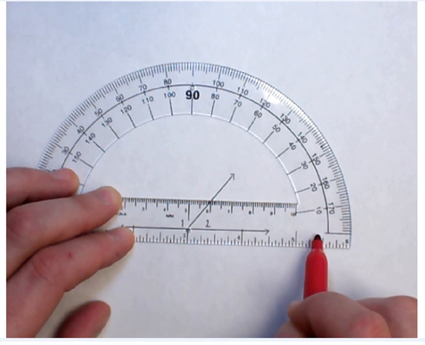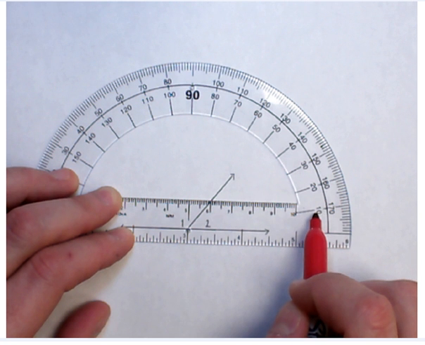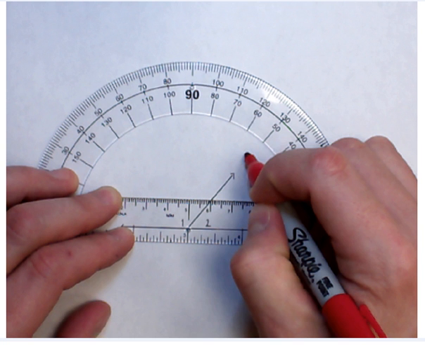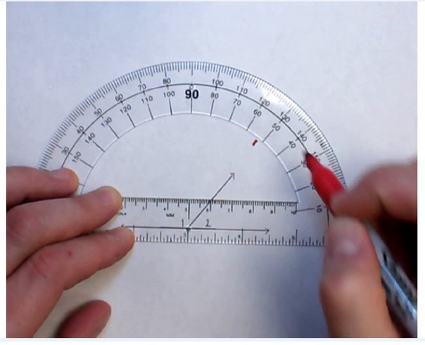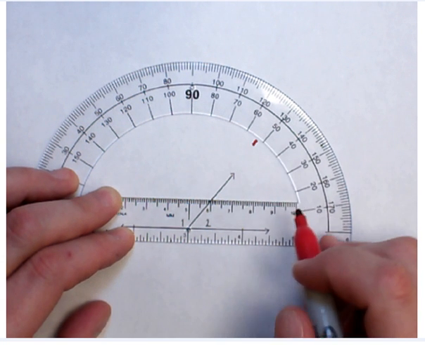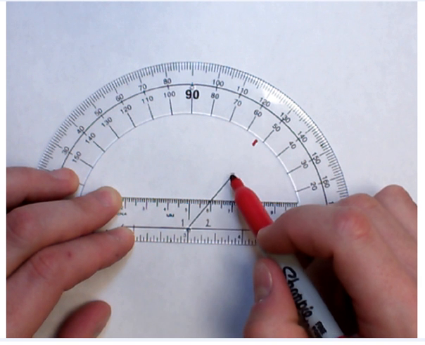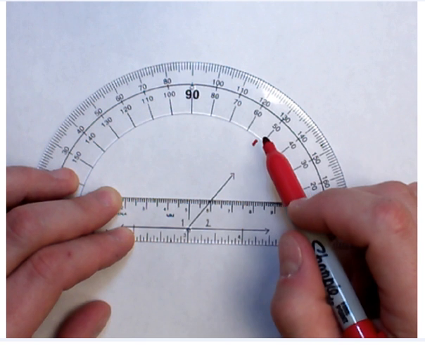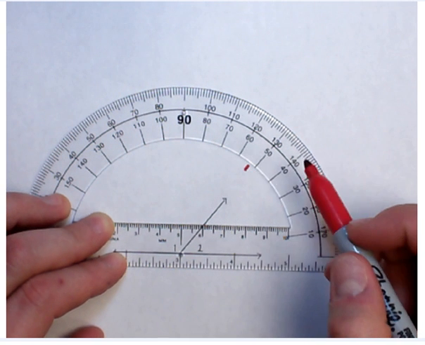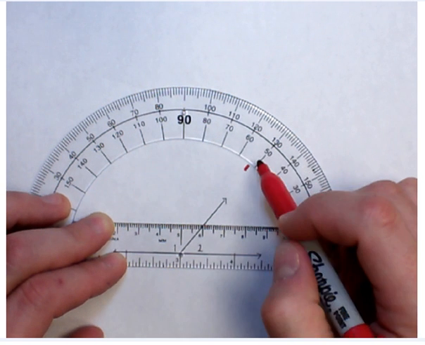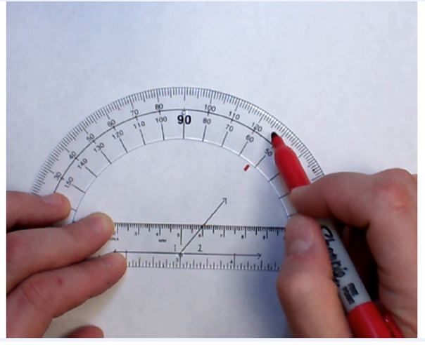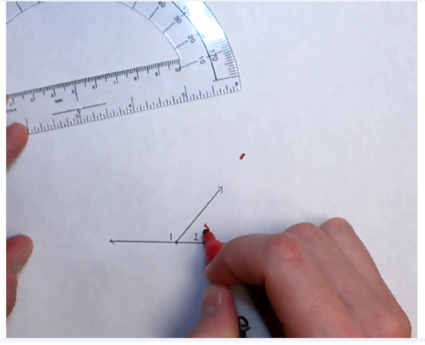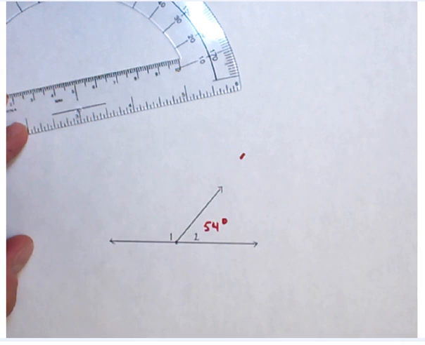So I'm going to go 0, 10. I'm going to use the bottom numbers, 20, 30, 40, 50. Now if I continue this, I'm going to approximate a little bit here. The question is, where does this other ray hit the protractor? You can see that it's between 50 and 60. Now, I'm going to estimate, I'd say it's about 54 degrees. Okay, so for angle 2, I'm going to write here 54 degrees.